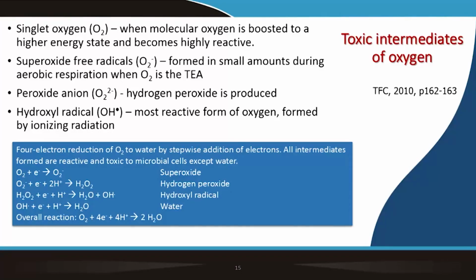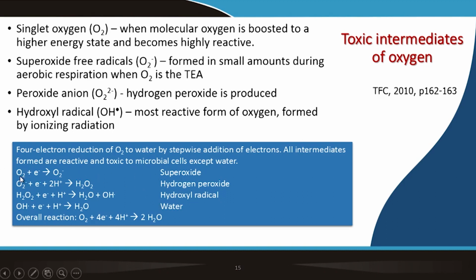Now, having seen that there are several different groups of bacteria and they all respond to the presence of oxygen in very different ways, it's also important to realize that there are many different issues here. One is that in aerobic respiration, there is a 4-electron reduction of oxygen to water in a stepwise fashion. So there are several intermediates that are formed. They are all highly reactive and toxic to microbial cells, and it's only in the last reaction that you have an end product like water which is non-toxic to the microbes.